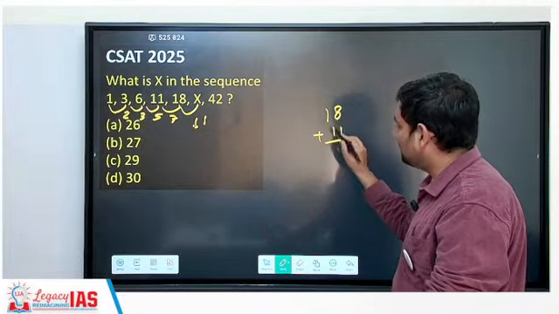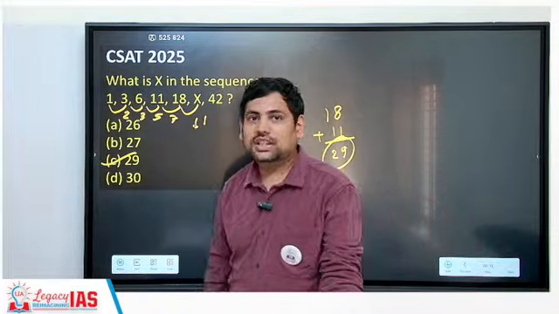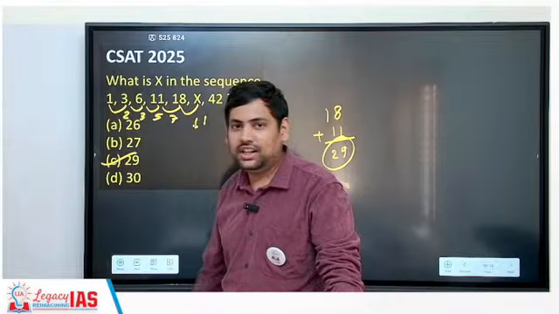So that means 18 plus 11. What do you get? You get 29. Answer becomes C, 29, not B, 27.